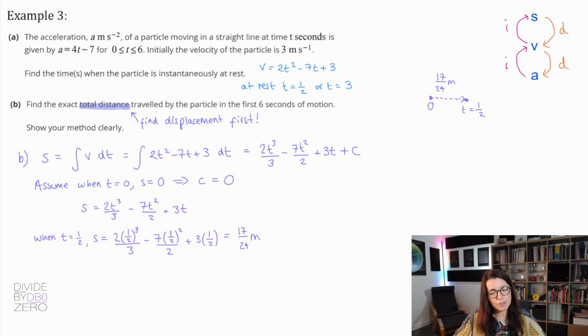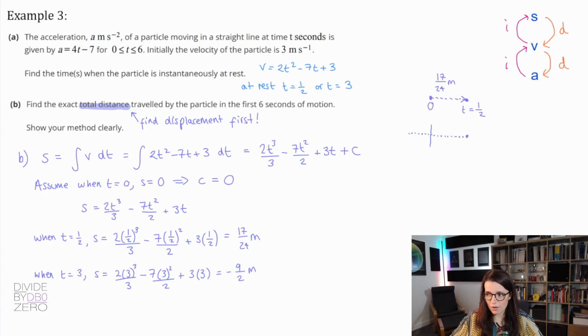The next time the particle was at rest was when t was 3. So I'm going to investigate what happens to the displacement when t is 3. So if I sub 3 in now instead, I get minus 9 over 2 meters. Now that's interesting because that means in relation to the starting point O, the particle is now on the other side of it. So if I just make a mark here for where O was, it seems that the particle has moved from here back this way, past O, and then it's gone here somewhere. Minus 9 over 2 meters in relation to O, and that's when t equals 3.